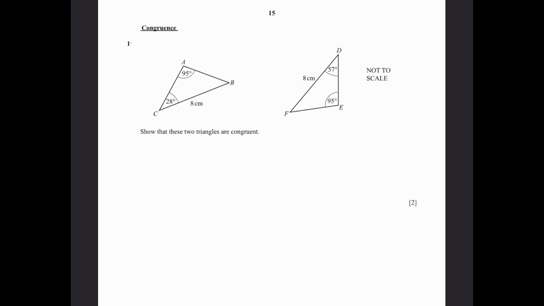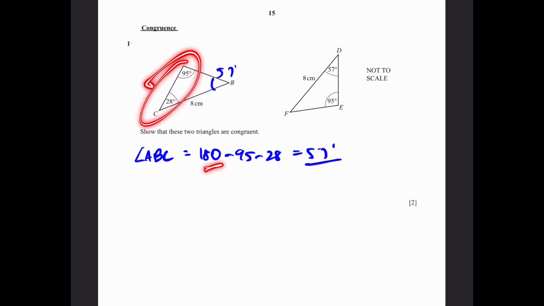So for triangle ABC, the angle ABC, which is unknown for now, we can find by using 180 minus 95 minus 28, and that turns out to be 57 degrees. And why is it 57? Because angles in a triangle add up to 180. So we're subtracting the first two angles from 180 to get the third one.